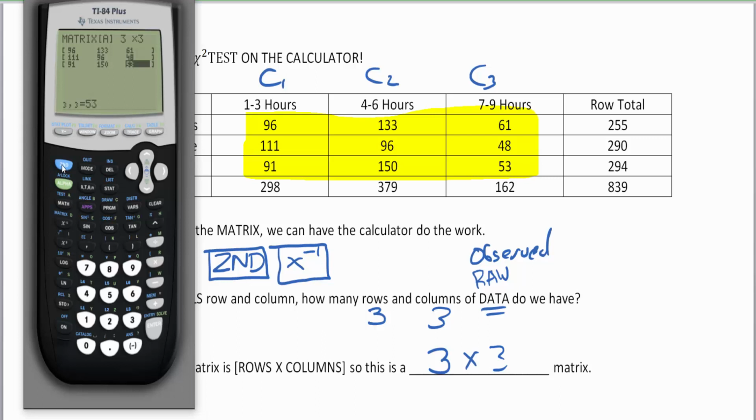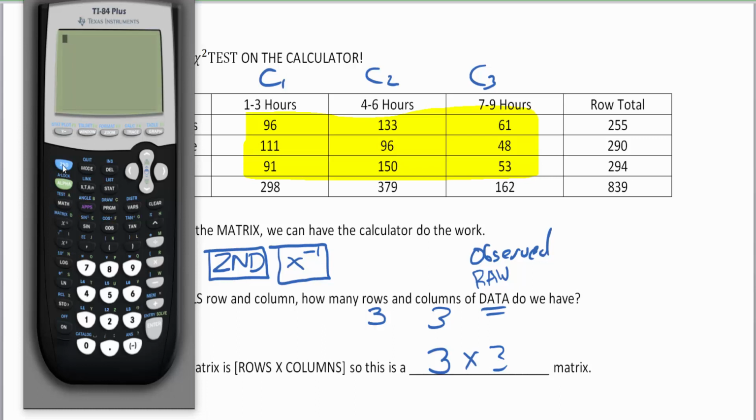Now, I want to basically show you what you've done. If you want to get out of this screen, some students email me saying they can't get out of it. So click the second key and the mode key. The second key and the mode key allows you to quit. And now you're outside of the matrix screen.